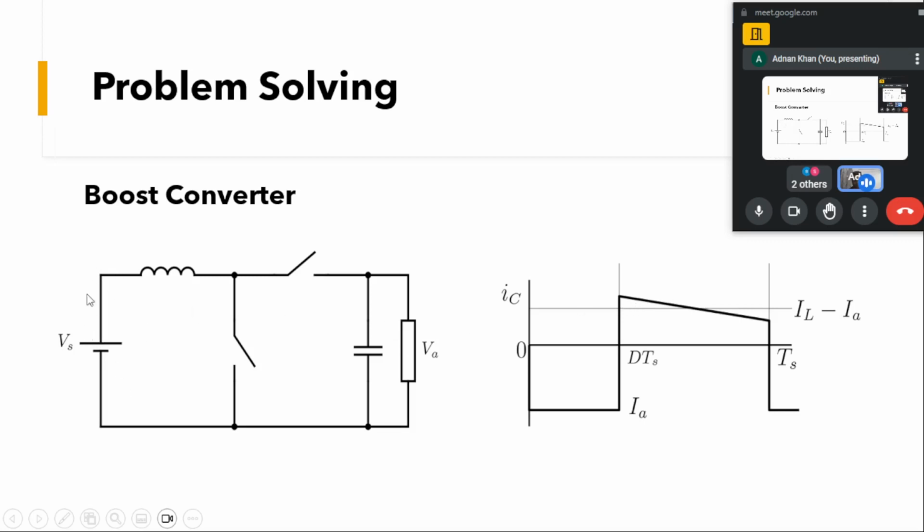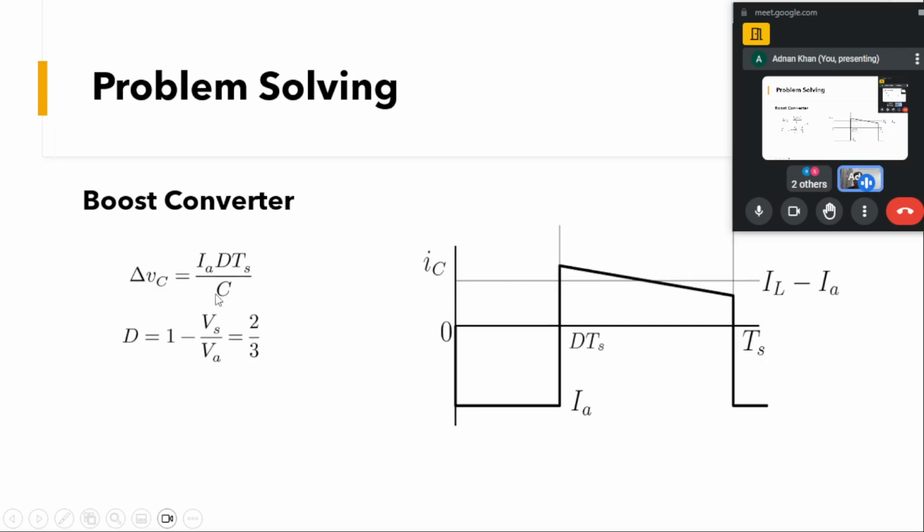IC will have the shape of the inductor current. The ripple portion of the inductor current flows through the capacitor, and the average flows through the load. So IC will be minus Io in 0 to DTs, and IL minus Io with a negative slope in the next interval, because the current is decreasing in that interval.